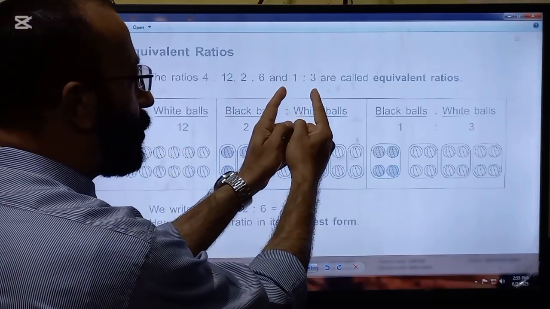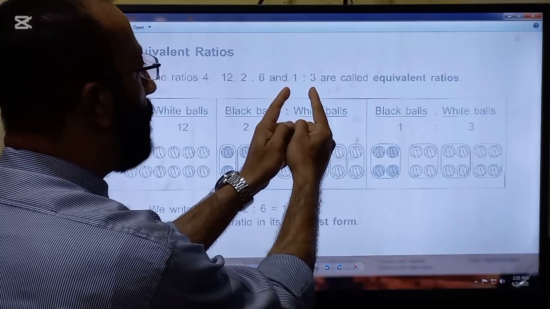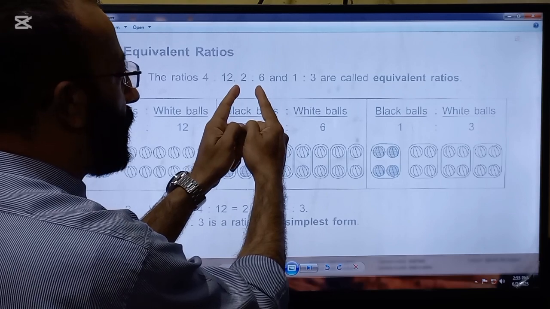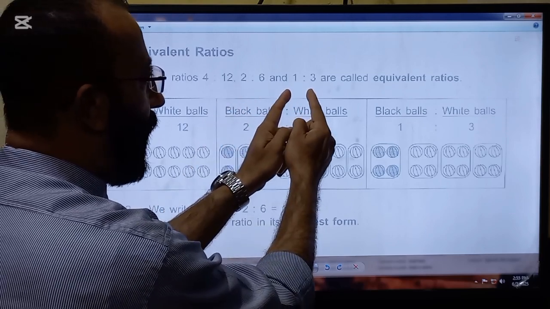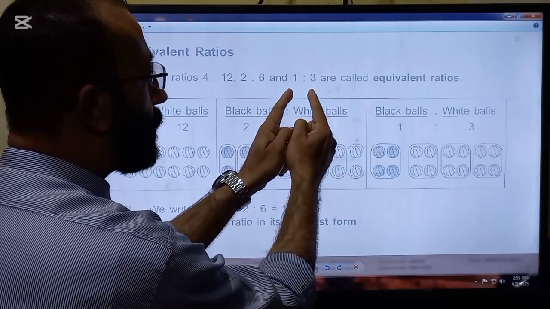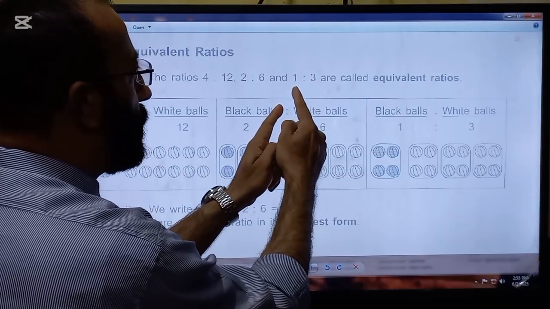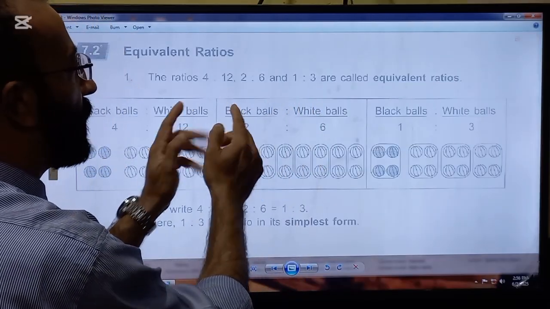So look at this ratio. If we multiply this ratio by the same number 2, so 2 1s are 2 and 2 3s are 6, we will get this ratio. So this is equivalent to this. And again come to this ratio. If we multiply this ratio with the same number 4, so 4 1s are 4 and 4 3s are 12, so this will be the new ratio.